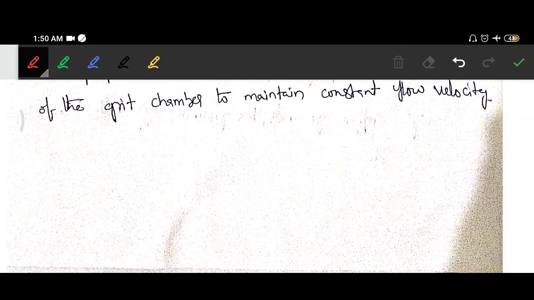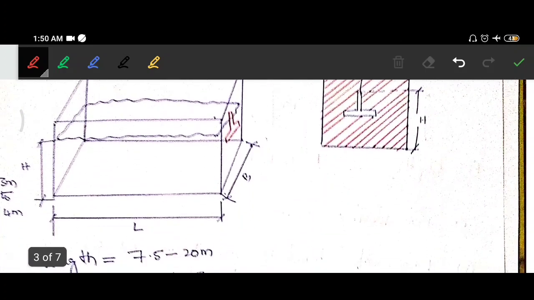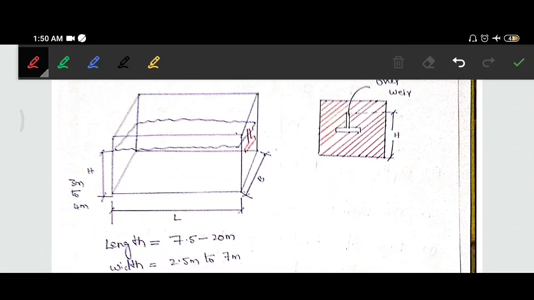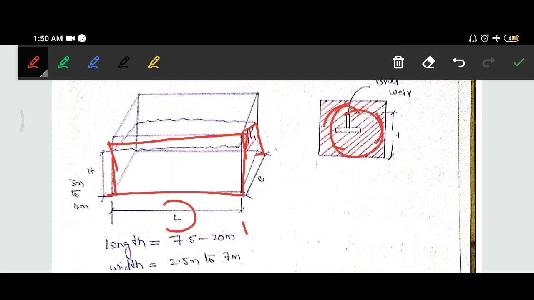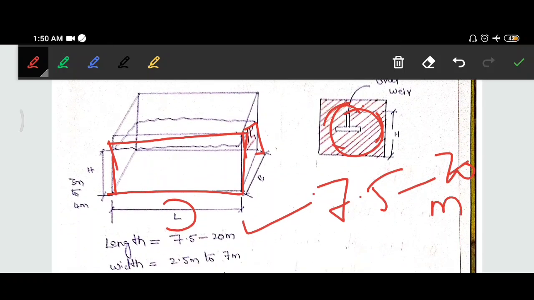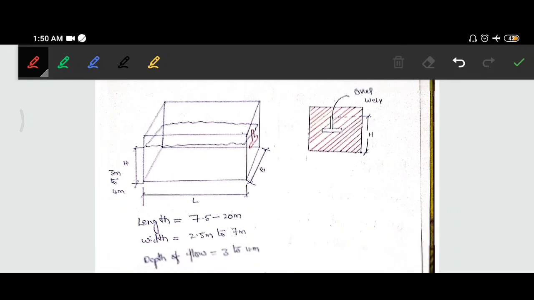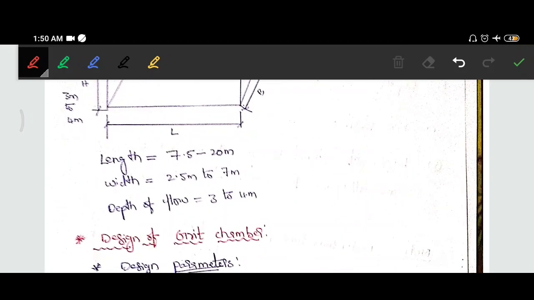Okay, we'll see the design criteria. Before that, for your understanding, it will be a long rectangular channel having a weir here. So this is a weir. Length is generally designed for 7.5 meters to 20 meters depending upon the amount of sewage. Okay, so width will be kept 2.5 meters to 7.5 meters and the depth will be 3 to 4 meters. So we'll see the design criteria.